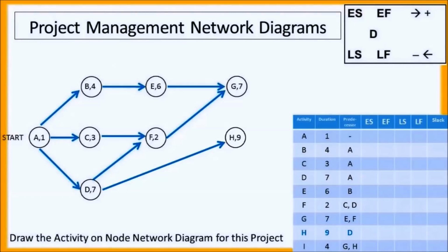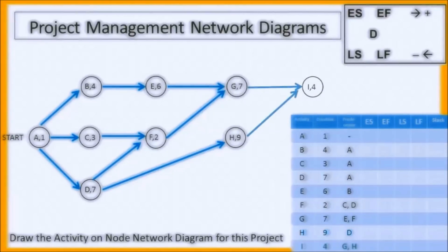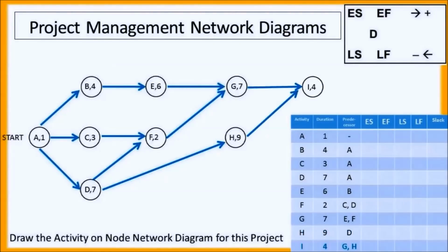Task H only has one predecessor, and that's task D. So after task D is completed, task H can be started. Finally, task I has 2 predecessors. Task I can only be started after task G and task H are complete. So we draw it like this.